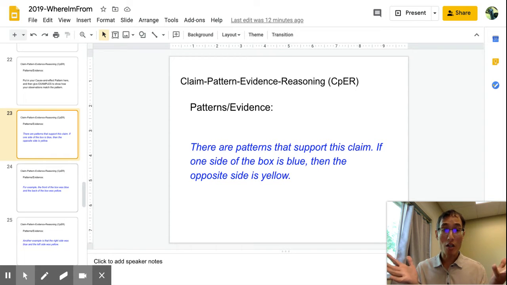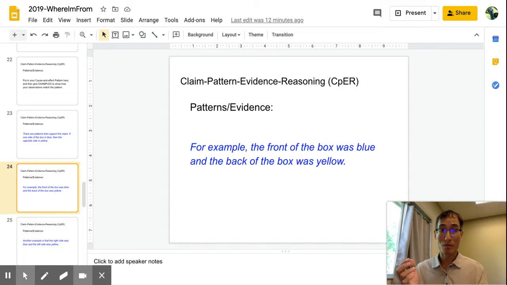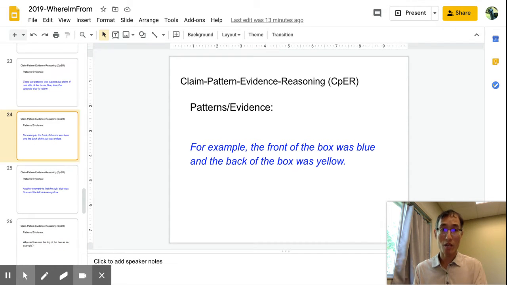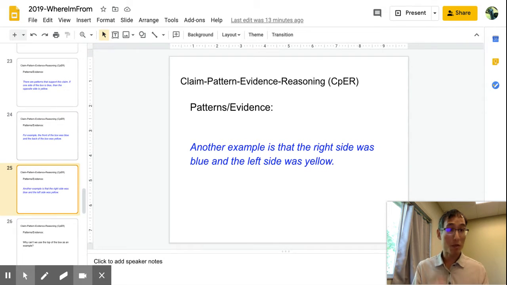Then we get to our examples. So what's one example? For example, well, the front was blue and the back was yellow. So now I'm giving an example of what I saw that matches the pattern. Okay, what is another example? Well, we can use another example: the right side was blue, the left side was yellow. So now we've got two sides here.